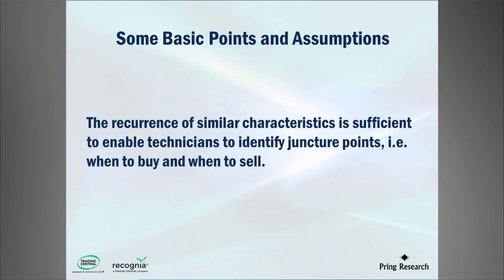But the recurrence of similar characteristics is sufficient to enable technicians to identify juncture points, that is, when to buy and when to sell. In our approach, these characteristics represent the evidence, and the evidence is really the indicators and techniques we'll be covering in this and subsequent modules.